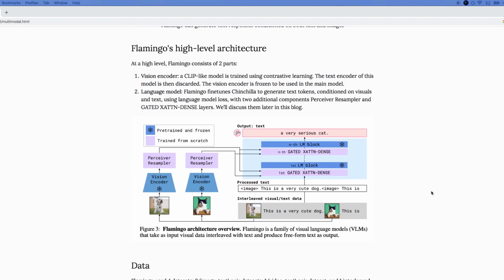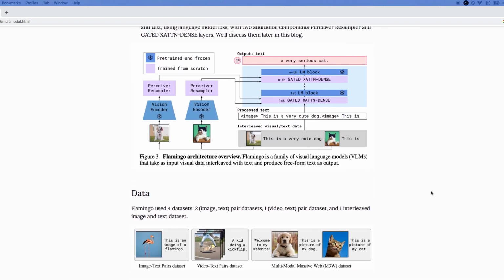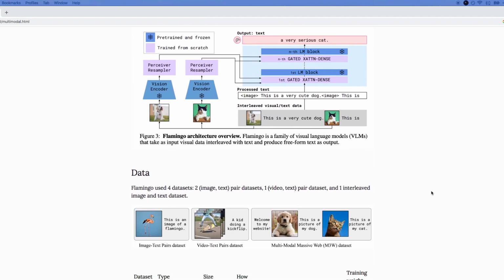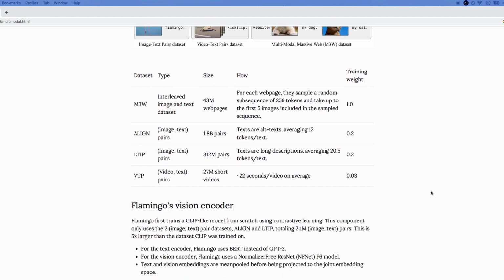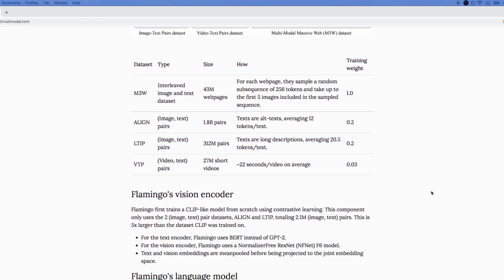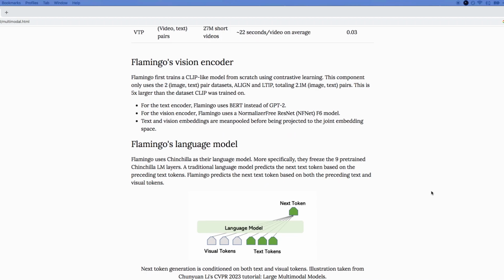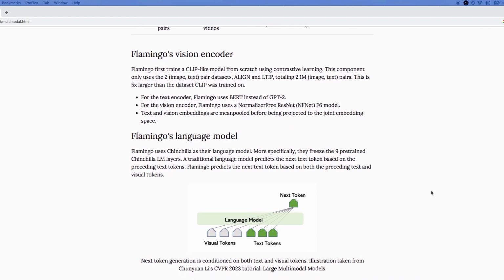They sample a random subsequence of 256 tokens and take up to the first 5 images included in the sampled sequence. ALIGN image, text pairs: 1.8B pairs, texts are alt-texts, averaging 12 tokens per text, training weight 0.2. LTIP image, text pairs: 312M pairs, texts are long descriptions, averaging 20.5 tokens per text, training weight 0.2. VTP video, text pairs: 27M short videos, 22 seconds per video on average, training weight 0.03.